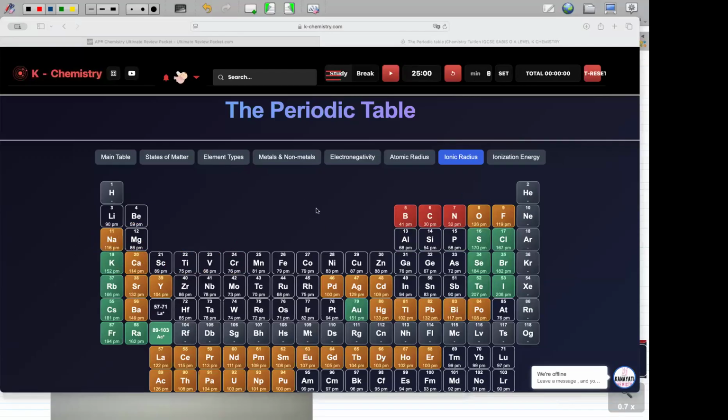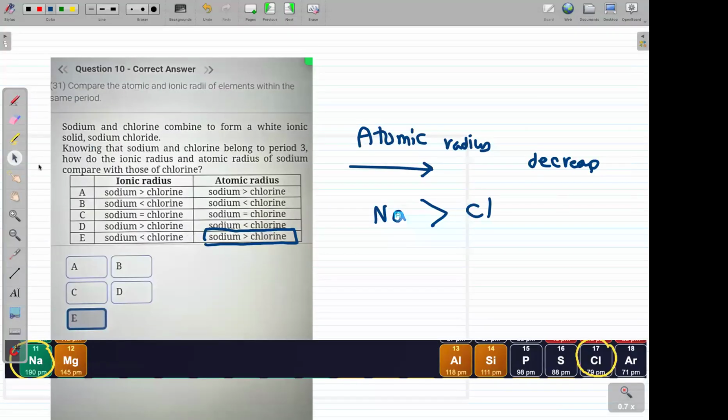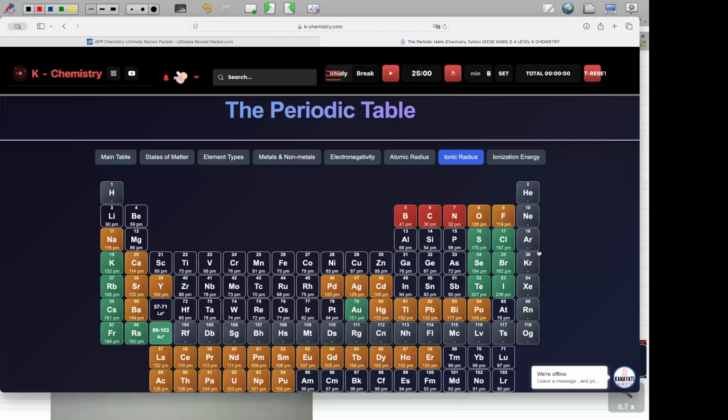So this means that it is almost reverse, because when you go to the right, it increased. So if you compare chlorine to sodium, you will find that chlorine is more. So the ionic radius has increased, but the atomic radius has decreased. Let's screenshot this one also. And I will just say it again.